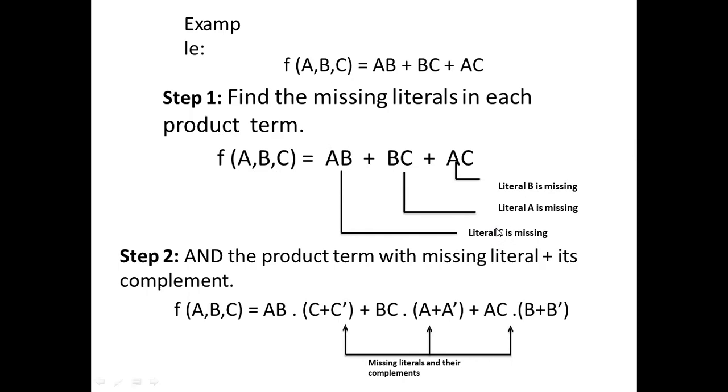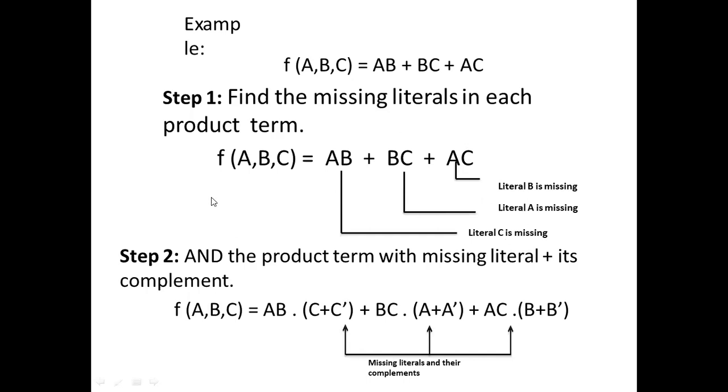In the first step, we have to find out which one is missing. Clear, everyone? Yes, ma'am. We have to find the missing literals. Do not be confused by literals, it is nothing but letters. So we have to find the missing ones. For AC, B is the missing letter. For BC, A is the missing letter, and for AB, C is the missing letter.